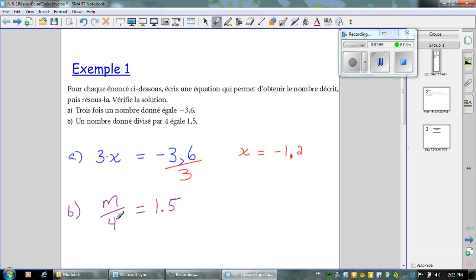Now you could probably do this in your head. What number do I divide by 4 to give me 1.5? And you could probably get 6. But if you can't get this in your head, that's okay. You can use the inverse operation. So to find your answer, you're going to do the inverse operation, which is you're going to multiply by 4. 4 times 1 is 4. 4 times a half is 2. 2 plus 4 is 6.